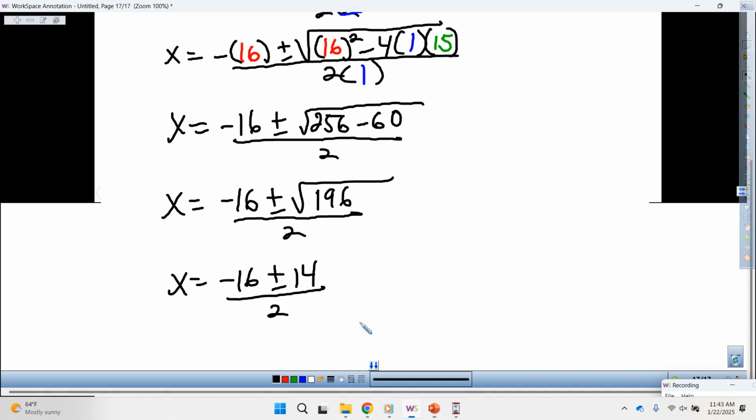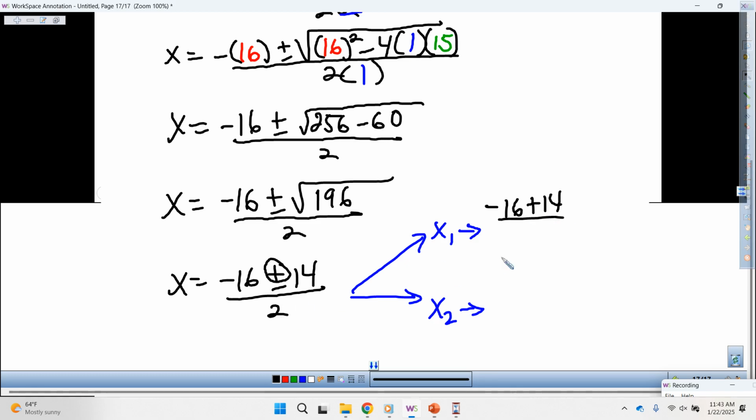So here we can actually make our two equations. Look up. Do this: x sub 1 and x sub 2. Y'all ready? Here it goes. First equation. I start with negative 16, and instead of doing plus or minus, now I'm only going to focus on one. Plus 14, and divided by 2. So, what is negative 16 plus 14? Negative 2 over 2. What is negative 2 over 2? Negative 1.